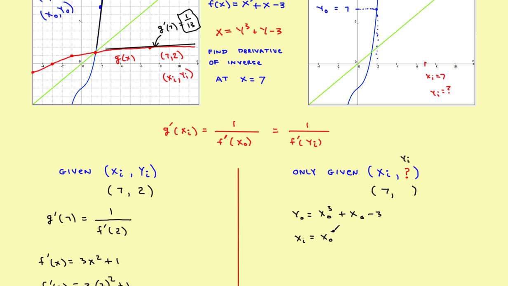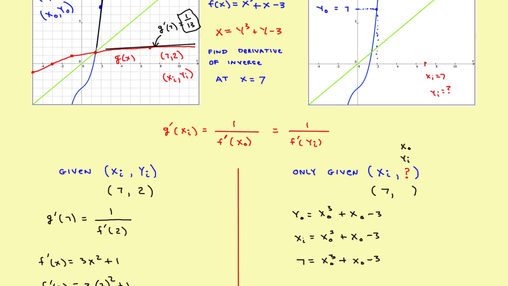So x value of the original plus x minus 3. But now I know the x value of the inverse, so this is equal to 7. So 7 is equal to x sub o cubed plus x sub o minus 3. What this does is give you a way to find the x value of the original, which will be the same thing as the y value of the inverse. So if you can find the x value of the original, you'll have the y value of the inverse.